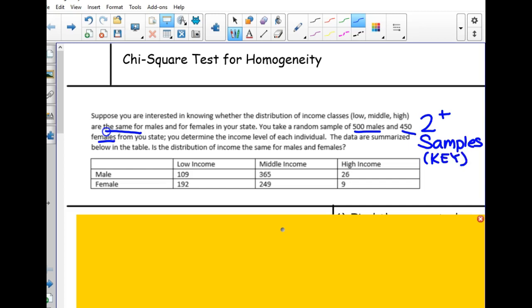Another example of using homogeneity: as an AP stats teacher, I may want to analyze, has my distribution changed of who passes the AP exam throughout the years? So I'll find the number of people who get 5, 4, 3, 2, and 1 for 3 years ago, 2 years ago, and this year. And I'll look and see, is the distribution of my classes the same throughout the years, or has it changed significantly?